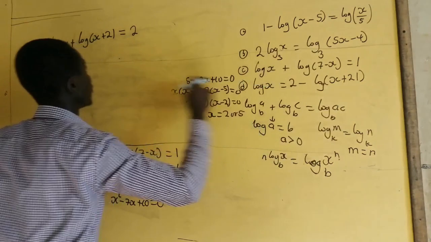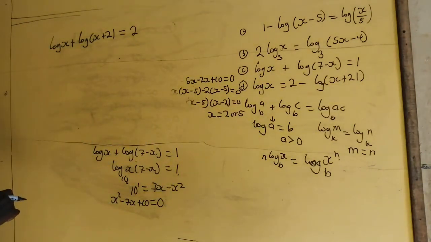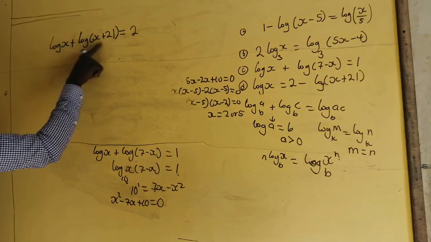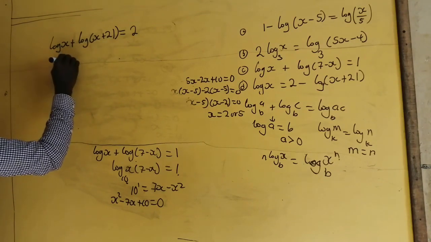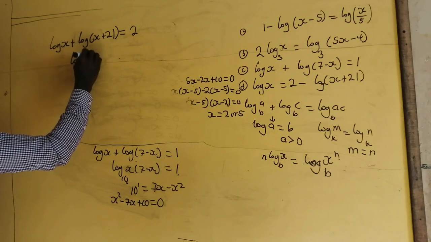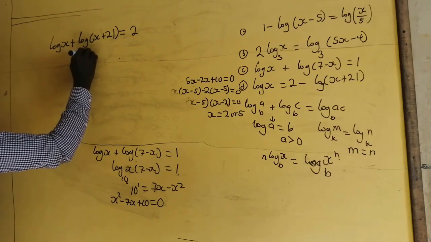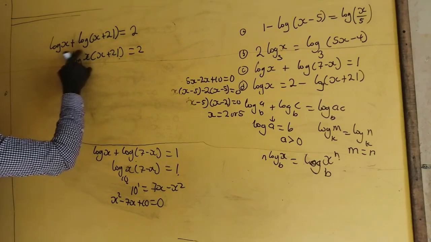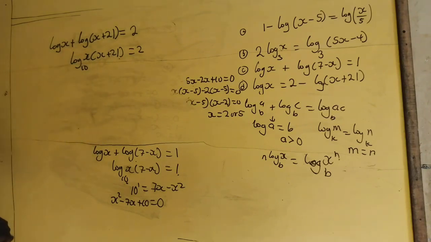This is addition, subtraction, so if it comes here, it will become positive. So now what do we get? Since we are adding, we multiply. Since the bases are the same, we have log of x times x plus 21 is equal to 2. We don't have any base, so it means it is in base 10.